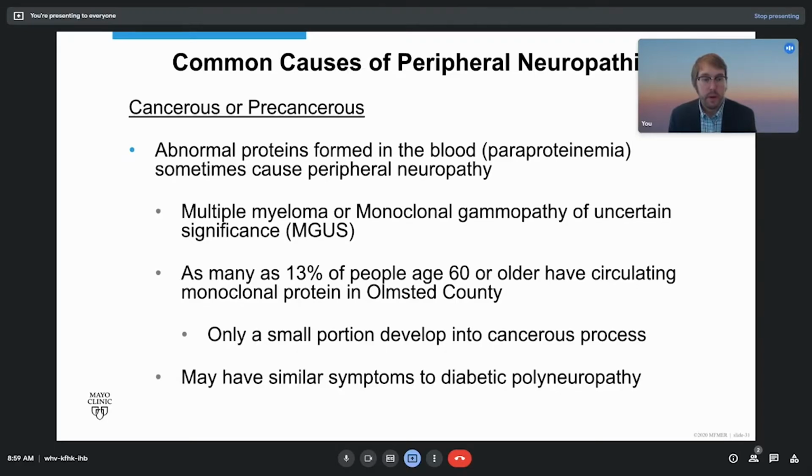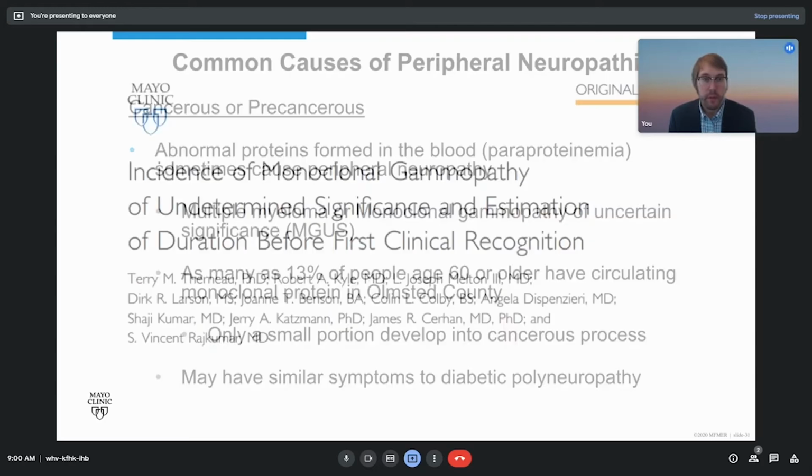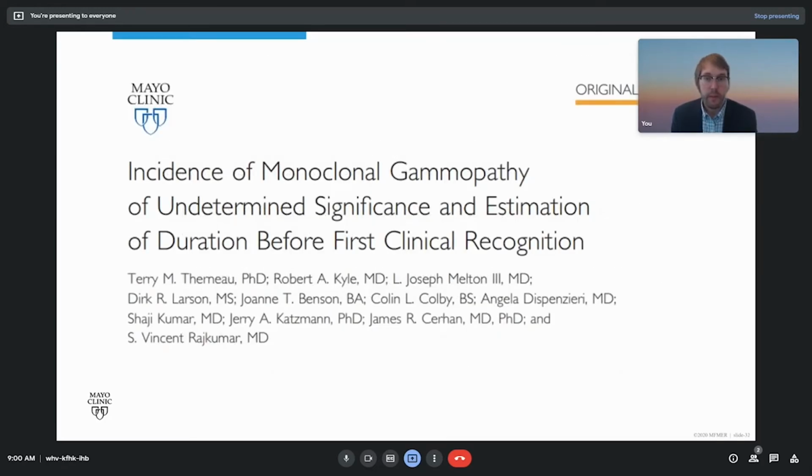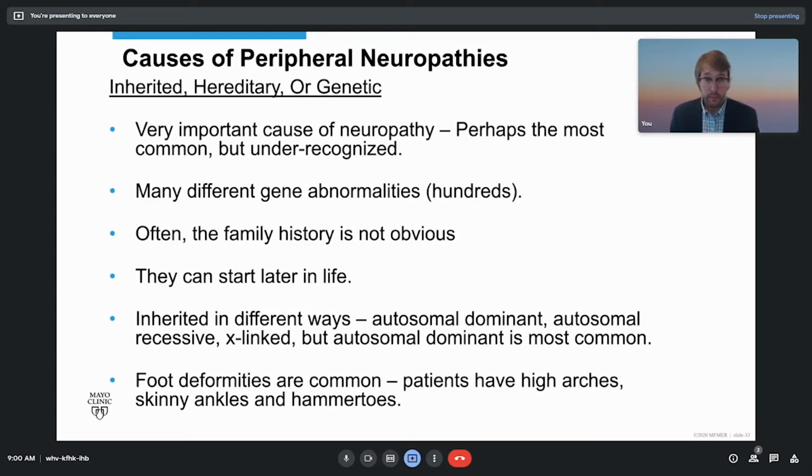And much of the work on the epidemiology of monoclonal proteins in the blood has been done here at Mayo Clinic by our group in hematology and oncology. This is very important work that is evolving.